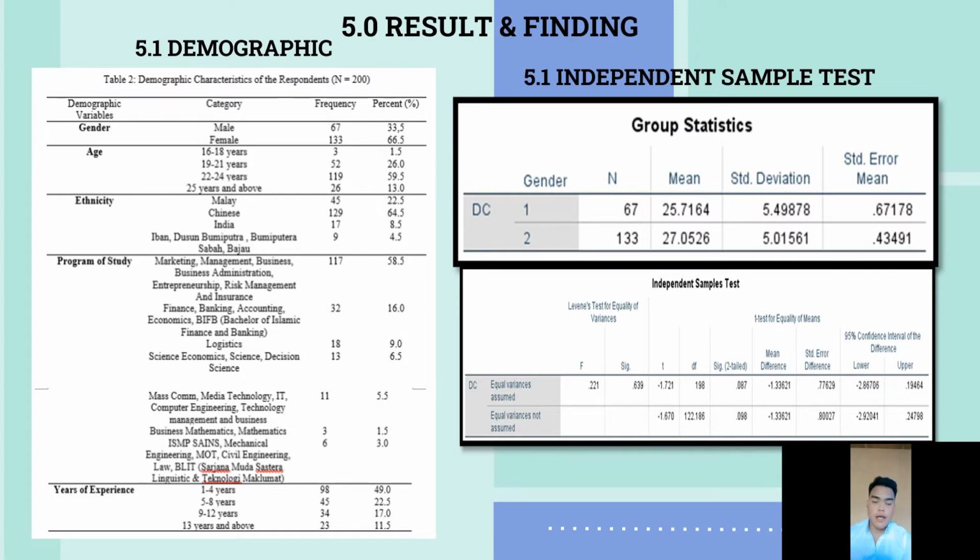The t-test analysis for design creativity shows that there is no significant difference in the mean score between gender 1 and gender 2. Gender 1 is male and gender 2 is female. We take it at 2 decimal points. For gender 1, the mean is 25.72 and the SD is 5.50. For gender 2, which is female, the mean is 27.05 and the SD is 5.02, with t(198) equal to negative 1.721, which is p larger than 0.05.